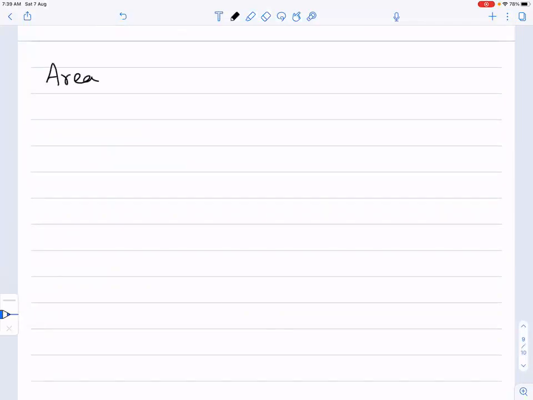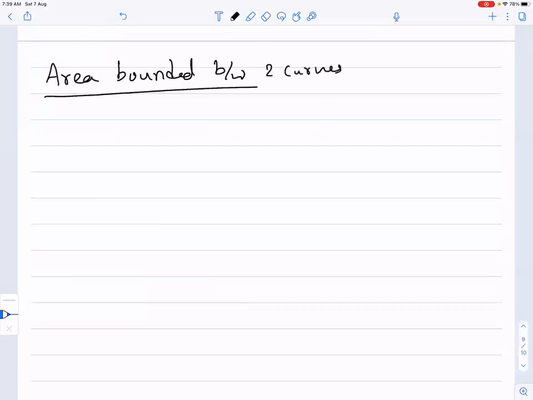Area bounded between two curves. Imagine you have two curves and we are interested in finding out the area between them. Then how are we supposed to find it out? That's the question.